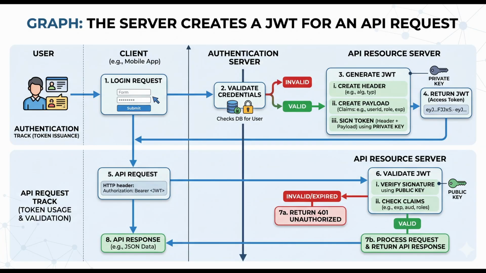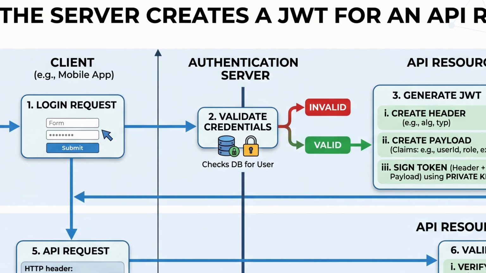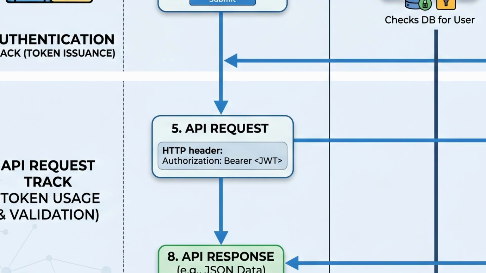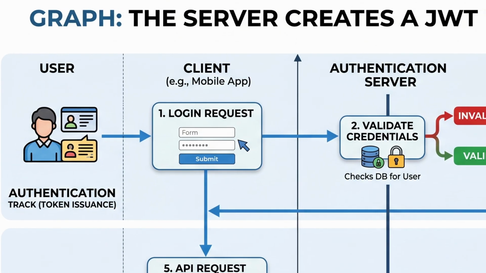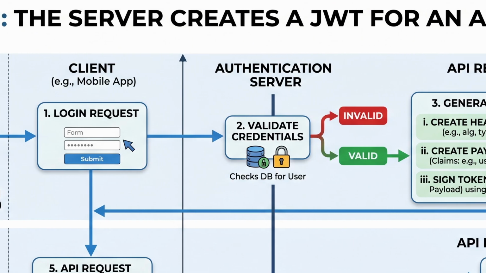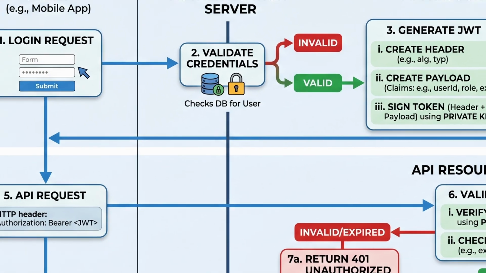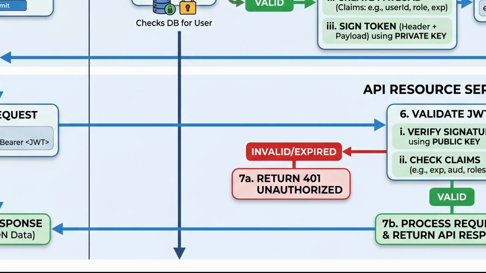The visualization illustrated the JWT lifecycle, tracing the flow from the initial authentication to the execution of secure API requests. Use this architectural diagram to examine the two essential phases of token management: the authentication track for token issuance and the API request track for validation and usage.